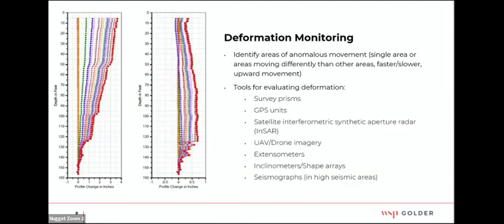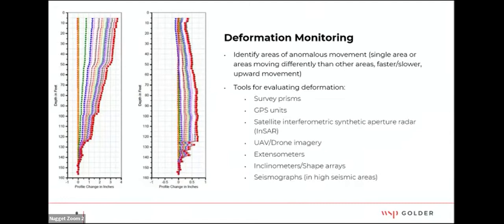If the area is small enough, those work well, or you can put an array of prisms out to cover an area, but still single point measurements. Satellite interferometry, InSAR, is a great tool. You can get deformation measurements over your entire heap at one time, to see where different parts of the heap are moving differently, and get direct measurements of movement. Direction is a little bit difficult, but at least the magnitude of movement of your heap.